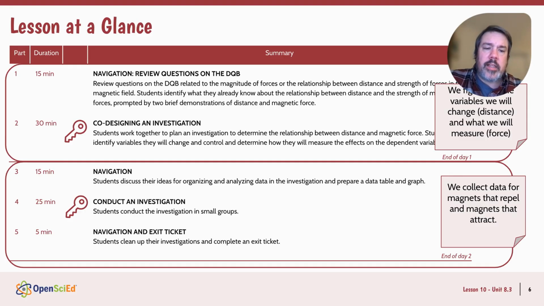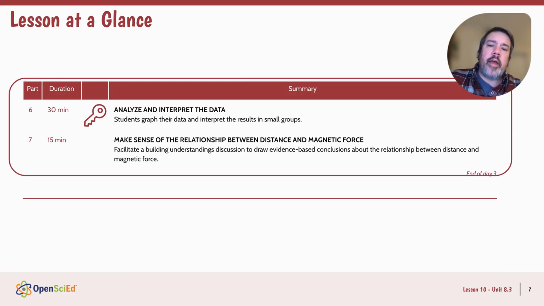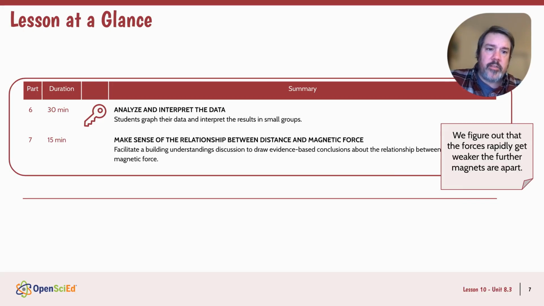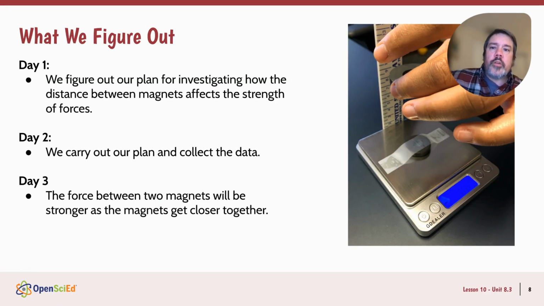Then on the second day, we carry out that investigation. We take some time to collect the data and see how the magnets can repel and attract, and do some really careful measurement. Then on the third day, we analyze that data, interpret it, and make sense of it. That's where we figure out that the force gets really, really weak the further the magnets are apart. And it's not linear. It has a really rapid decline in that strength. So ultimately, on the first day, we figure out our plan to carry out the investigation. The second day, we actually do it. And the third day, we put it all together to figure out what it actually means.